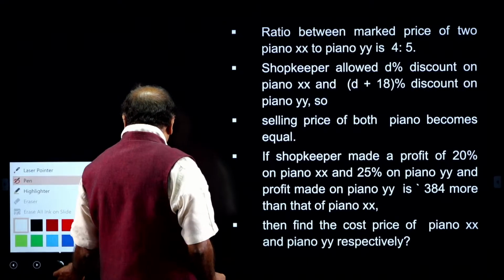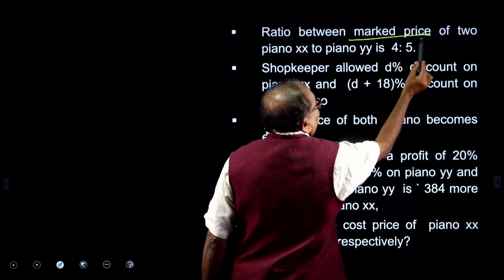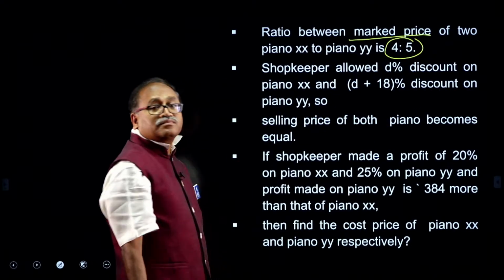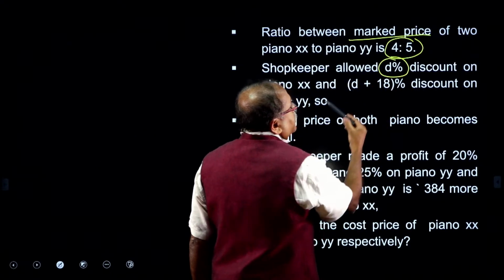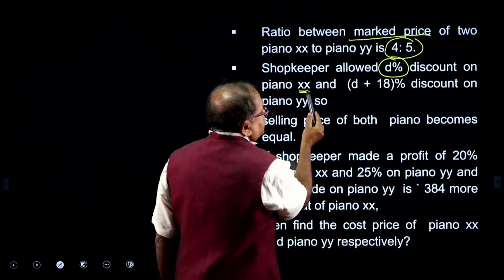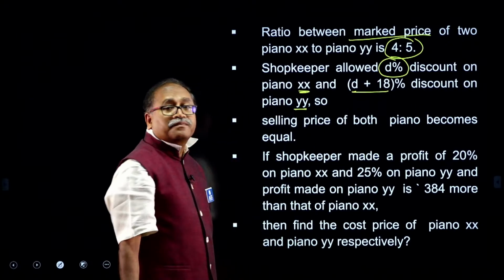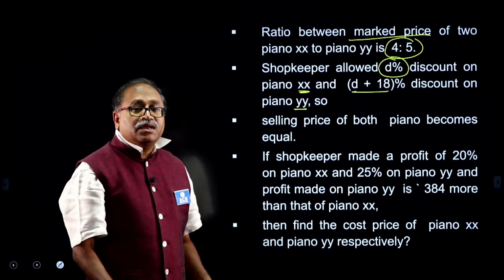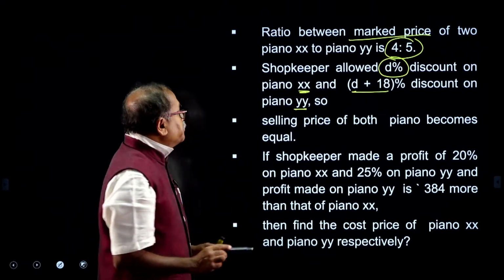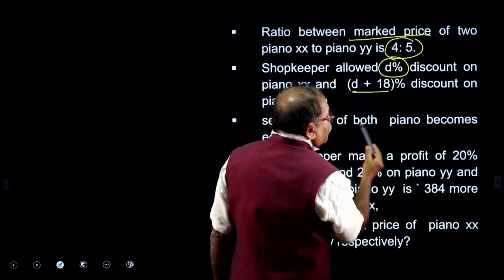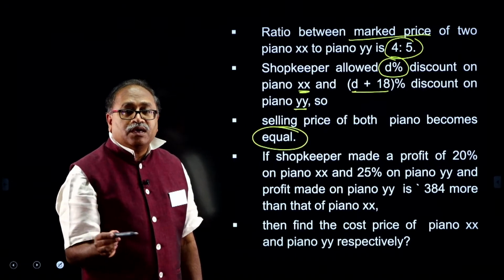Okay. Now, let us begin here. What is there? In the first case we have the mark price ratio given to us, and it is said that the shopkeeper allowed D percent discount on XX, the first one, and D plus 18% discount on the second one, YY. Look at this, it is a really beautiful question. In the process of answering the question, you will unfold a lot of concepts. Now, the selling price of both the pianos are equal. Wow. It is a very important question.